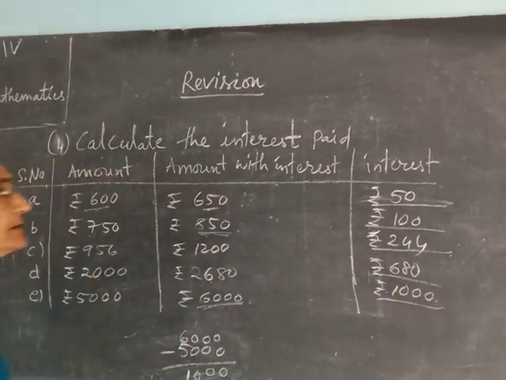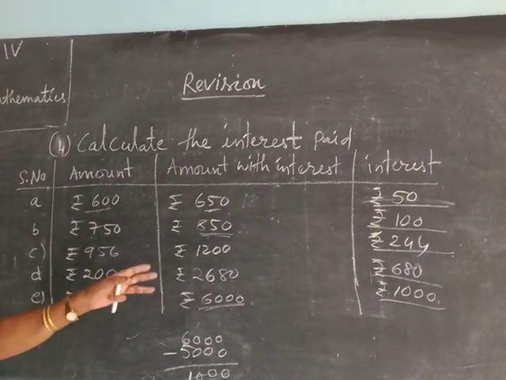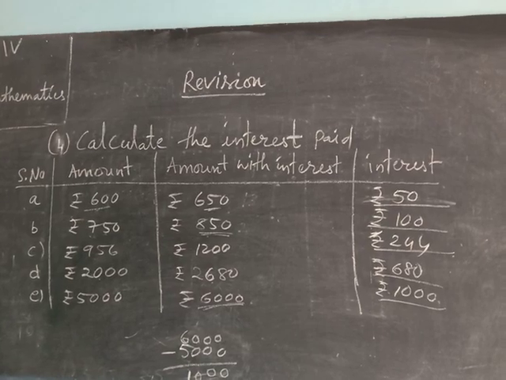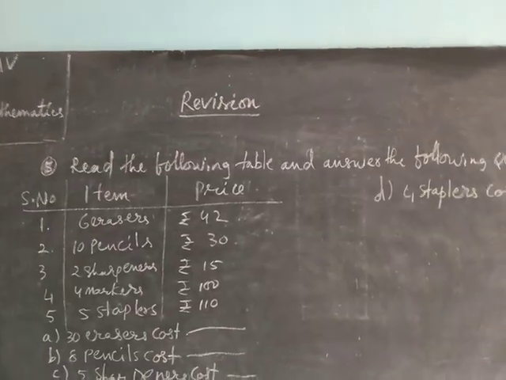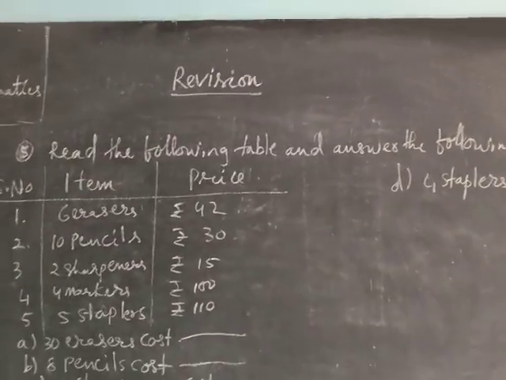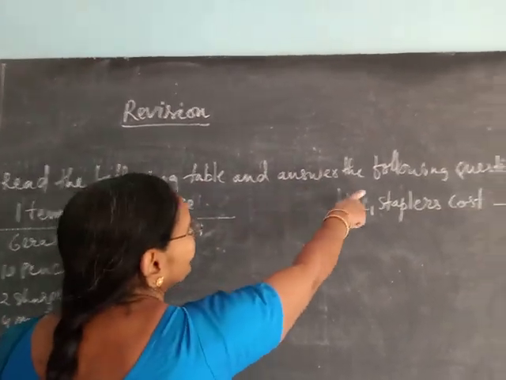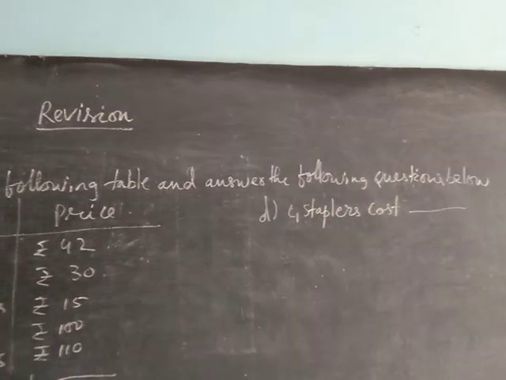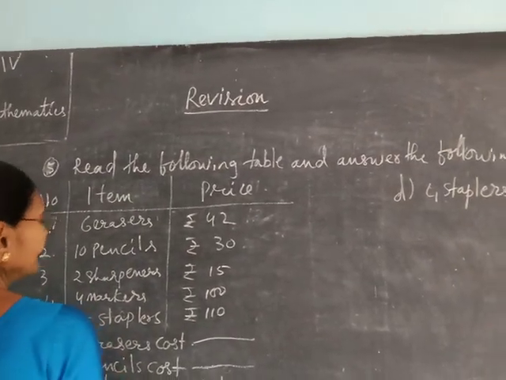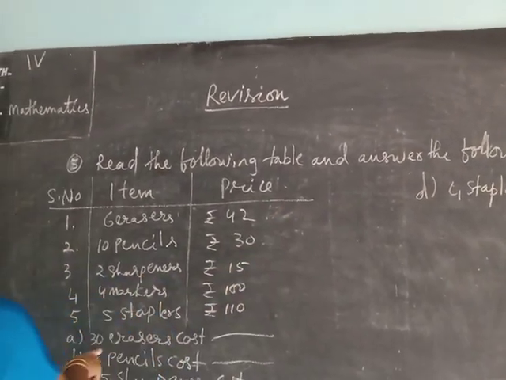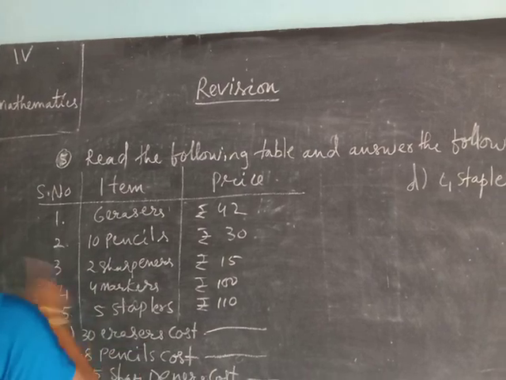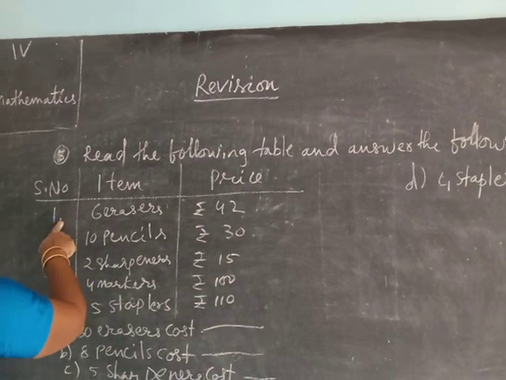Okay? Do you understand? How do you find interest? You have to subtract amount with interest minus amount. Okay? Now see the next question. Here the question is: read the following table and answer the questions below. Here the table is given, and questions are given below the table. You have to find the answers to the questions.